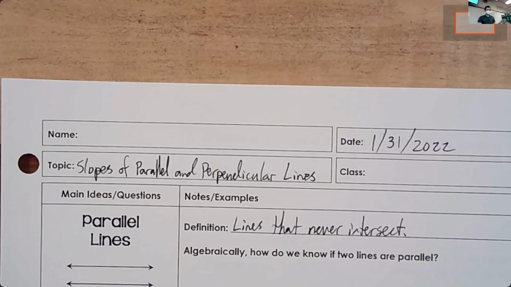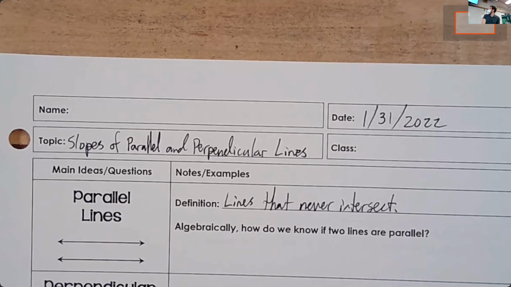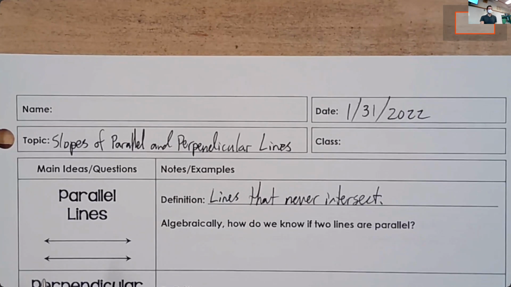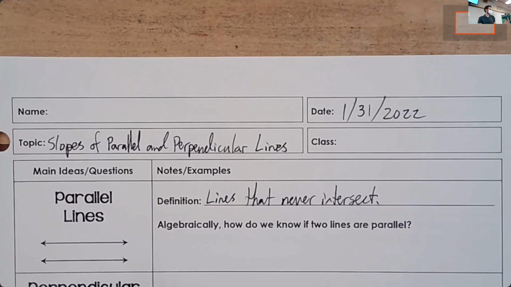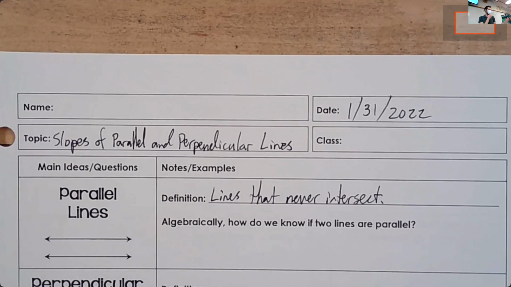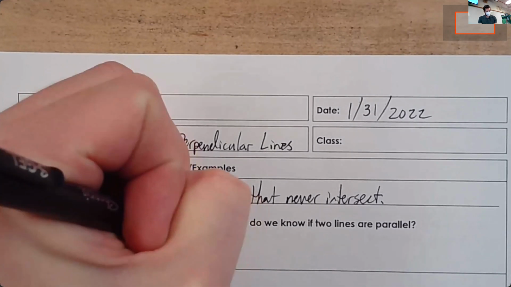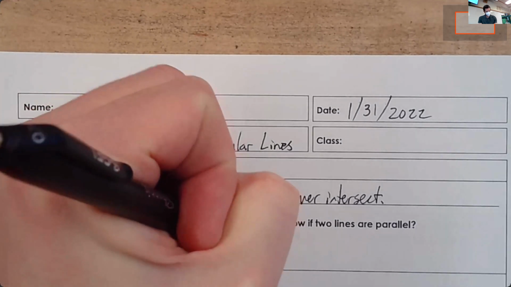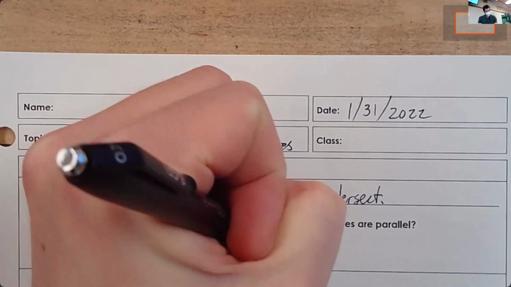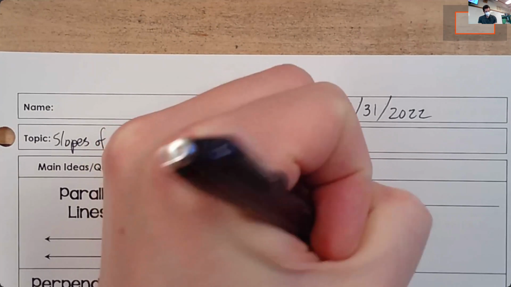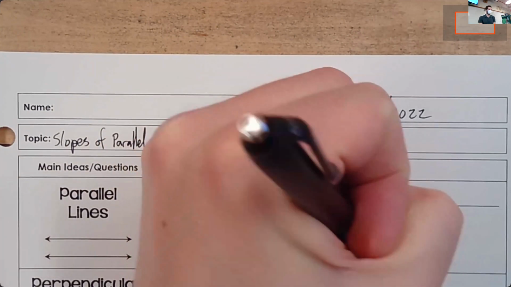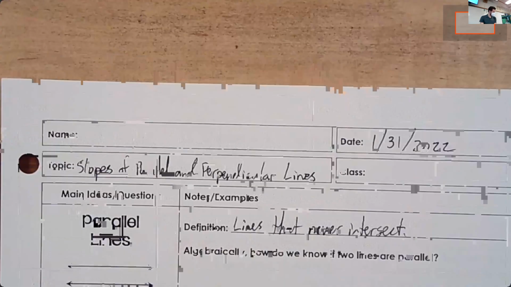about parallel lines. So algebraically, how do we know if two lines are parallel? What do we know about the slopes of them? What did we just say? The slopes are what? The same. Yeah, they have the same slope. And just a reminder that slope is m. So they got the same slope.